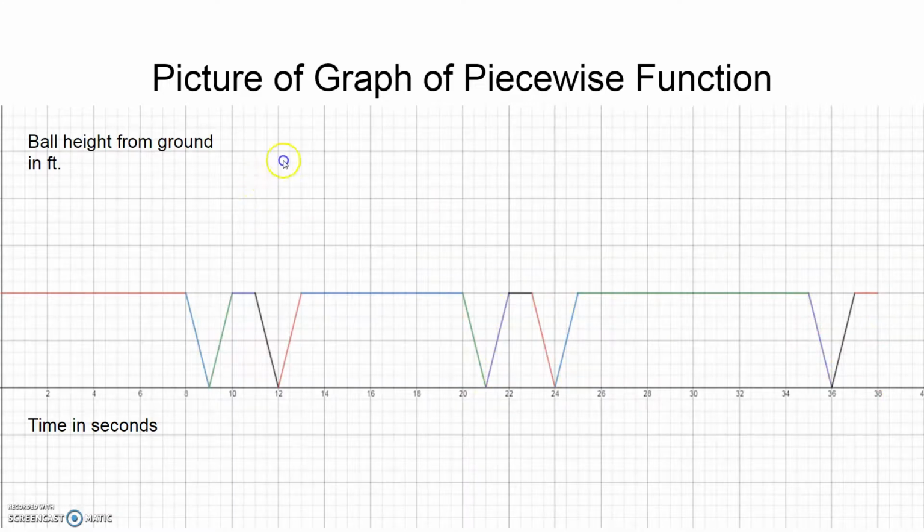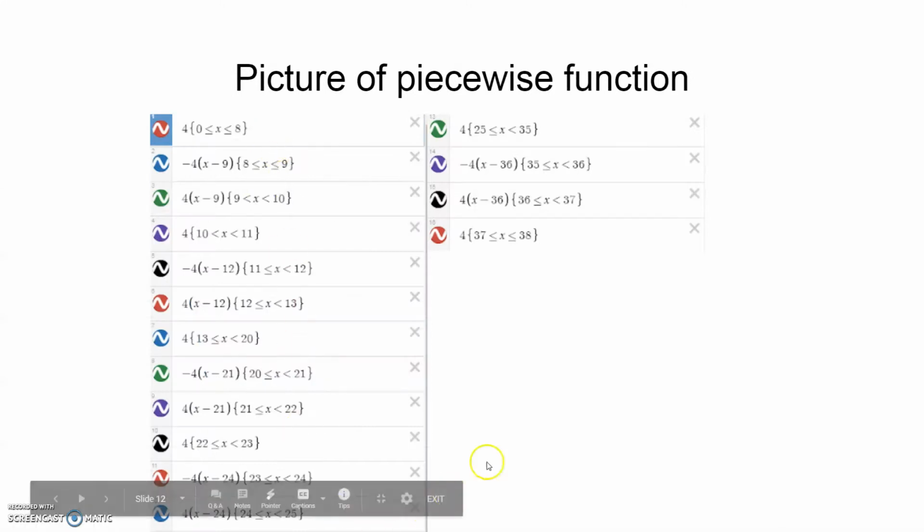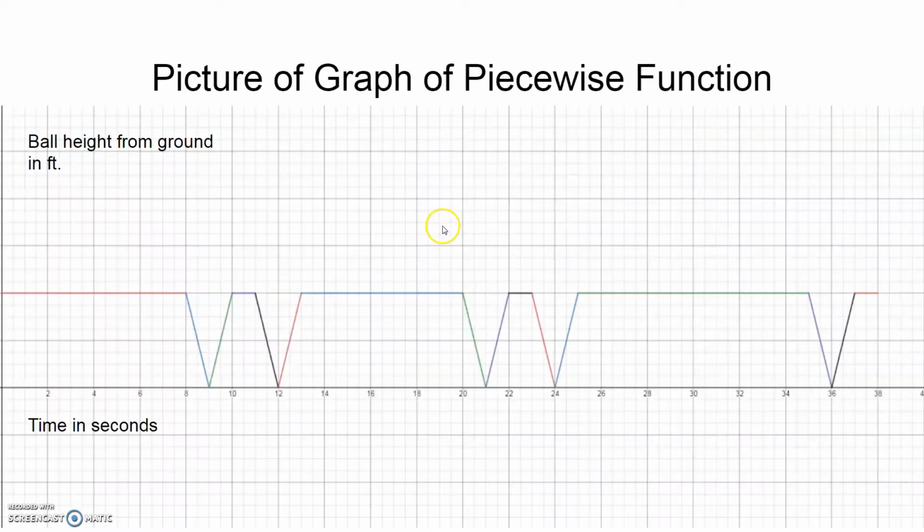I created the function with all of these different equations, and the ones that have just the 4 are the constant ones, because that's when I held the ball in my hands for a long amount of time. It was just in my hands the entire time.